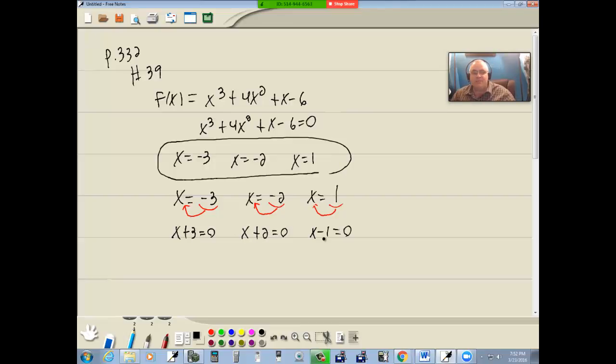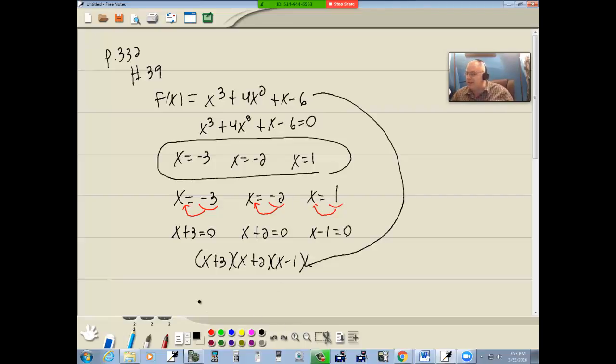Now we're going to put parentheses around each one of these and put them next to each other. So I got x plus 3 times x plus 2 times x minus 1. That would be the factored form of our function. So that's how you'd factor it after you solve the polynomial. And that's actually the end of that section.